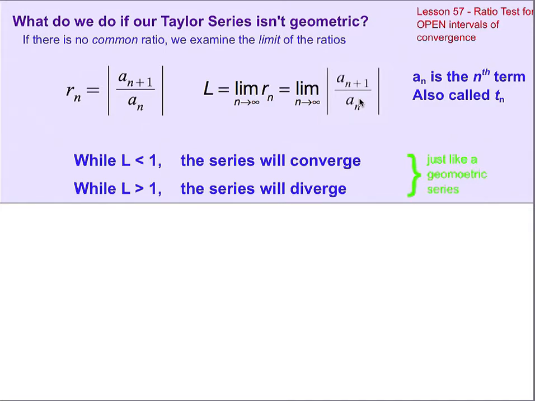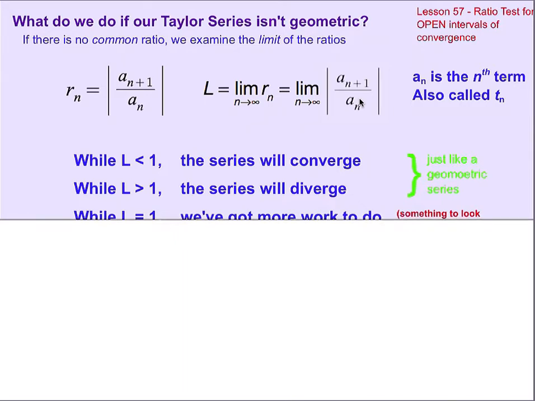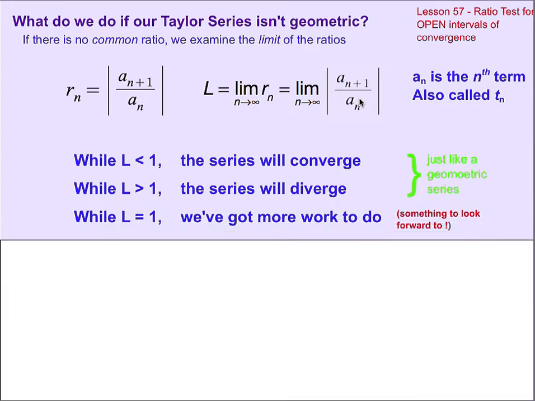You might have noticed that there's something missing from that pair of statements. If L is less than 1, the series will converge. If L is greater than 1, the series will diverge. That's the basics of the ratio test. You might be asking, well, what about when L equals 1? And the answer to that is not today. We will talk about that when L equals 1. You've got more work to do. We're not going to do it today, but hey, it's something to look forward to for next class.